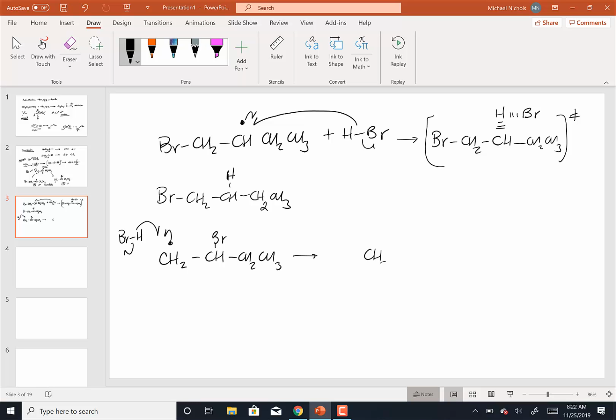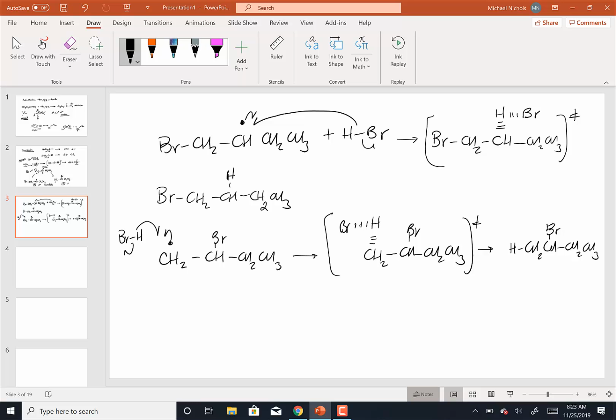That transition state will again have a partial bond to the bromine, a partial bond to the hydrogen. Sorry, the other way around. Partial bond to the hydrogen, partial bond to the bromine, and that will be that transition state. And then the minor product in this reaction is going to be what would be the Markovnikov product.